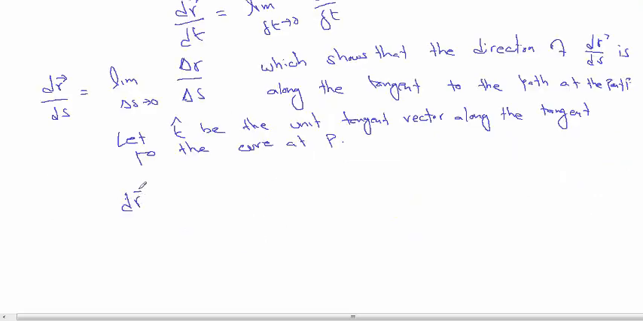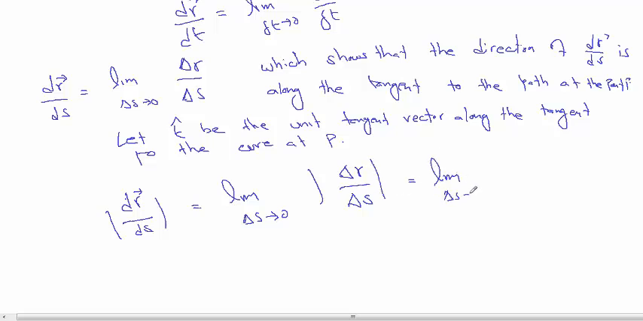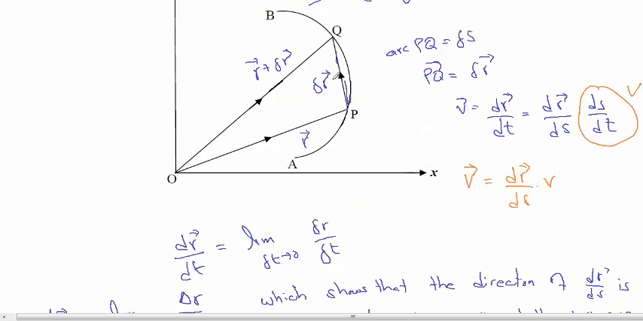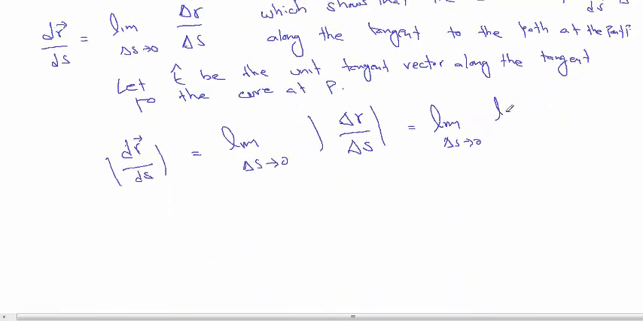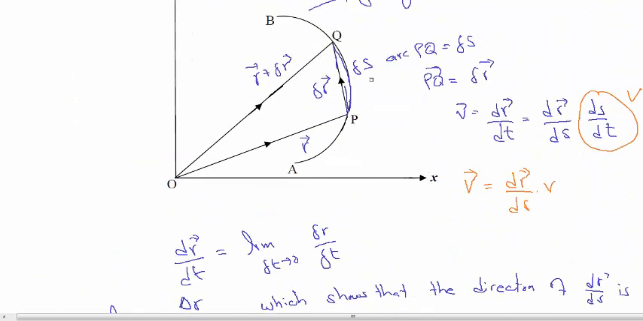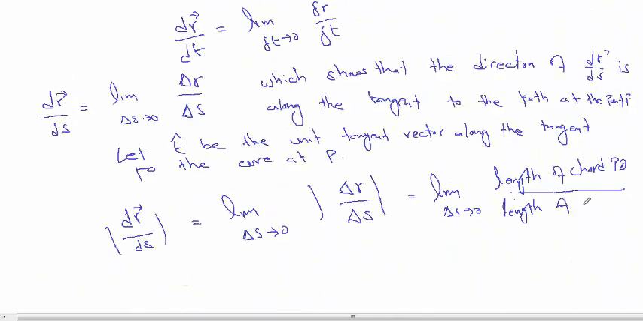Now we need to calculate the magnitude of dr by ds, which is equal to limit del s approaches to 0 del r by del s. This del r is the length of the chord PQ, and this del s is the length of this arc, length of arc PQ.